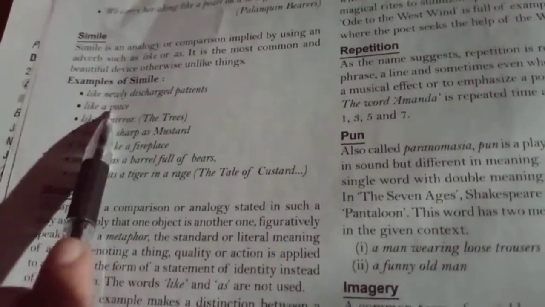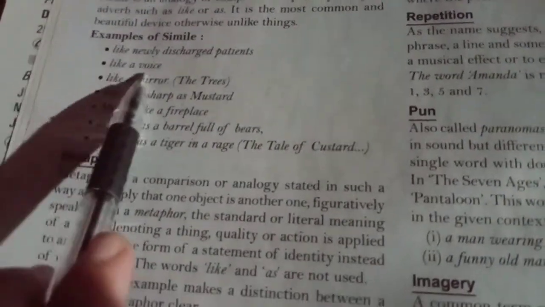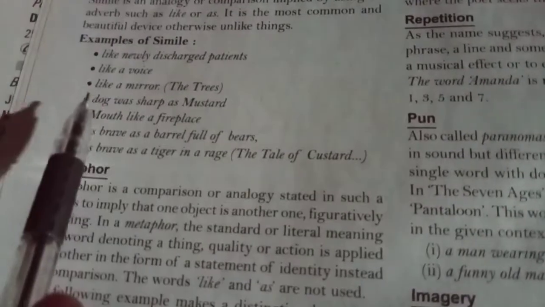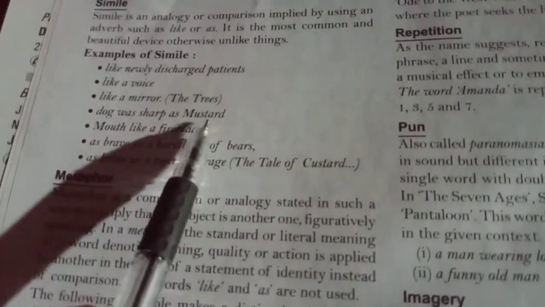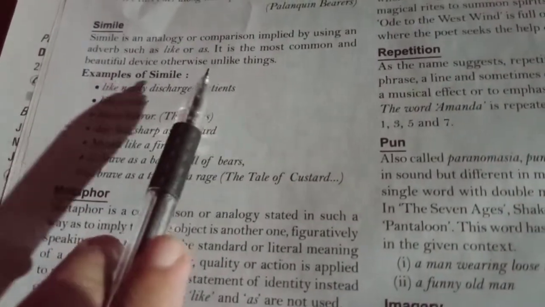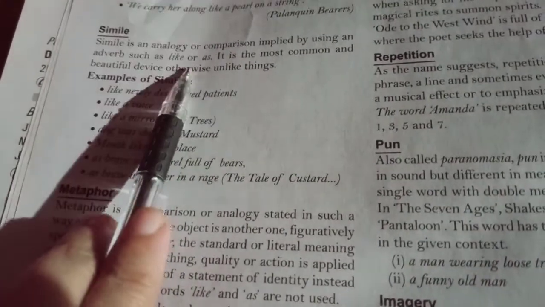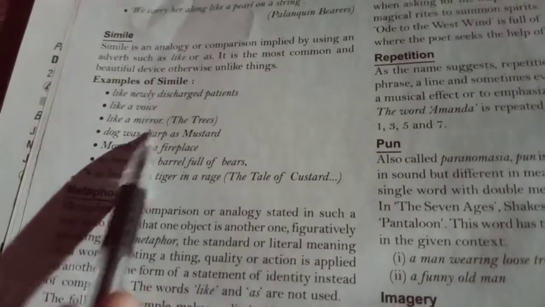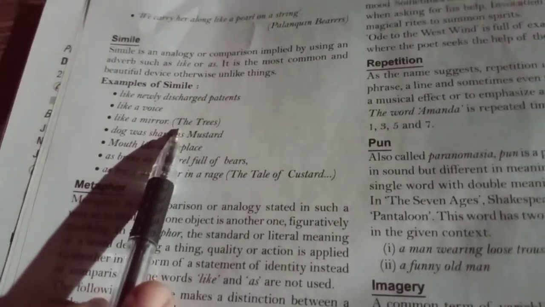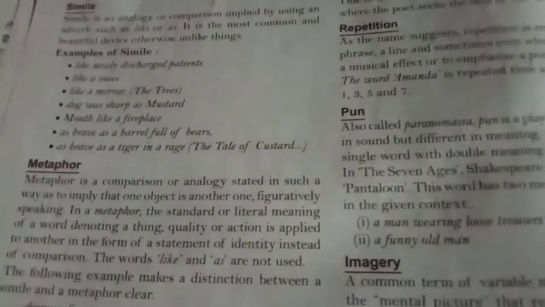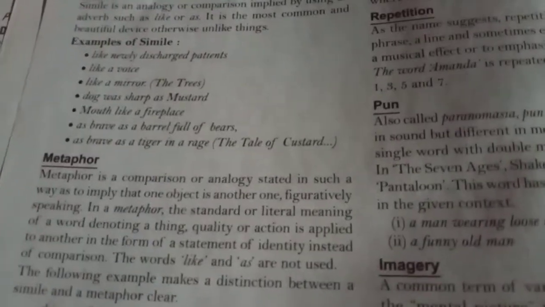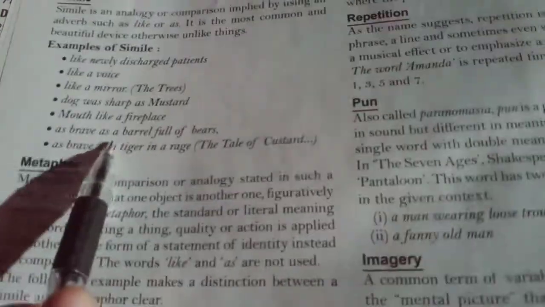See the examples: like newly discharged patients, like a voice, like a mirror, dog was sharp as mustard. So here there is comparison by using an adverb such as like or as. Comparison is here, analogy is here. It is an analogy. See, like a mirror. So here is comparison with the mirror, like a mirror. Dog was sharp as mustard.